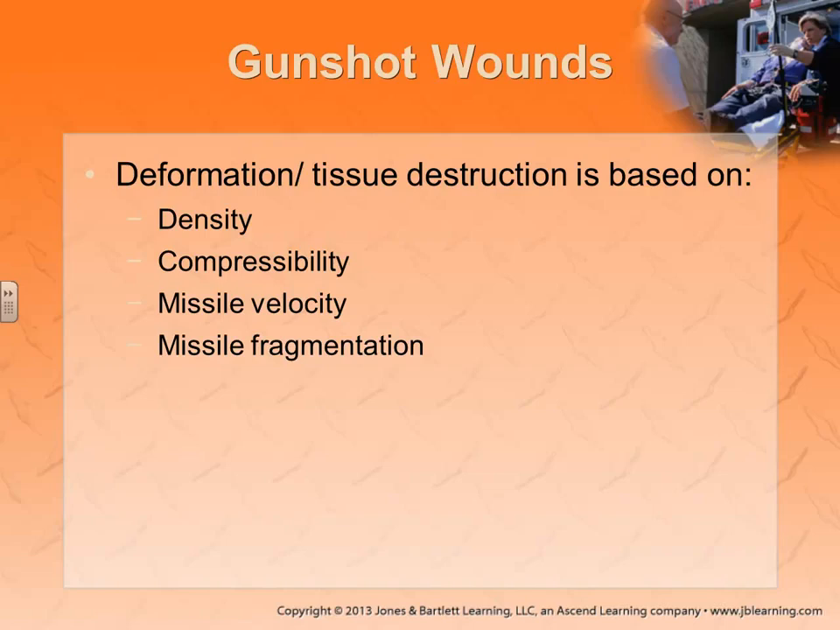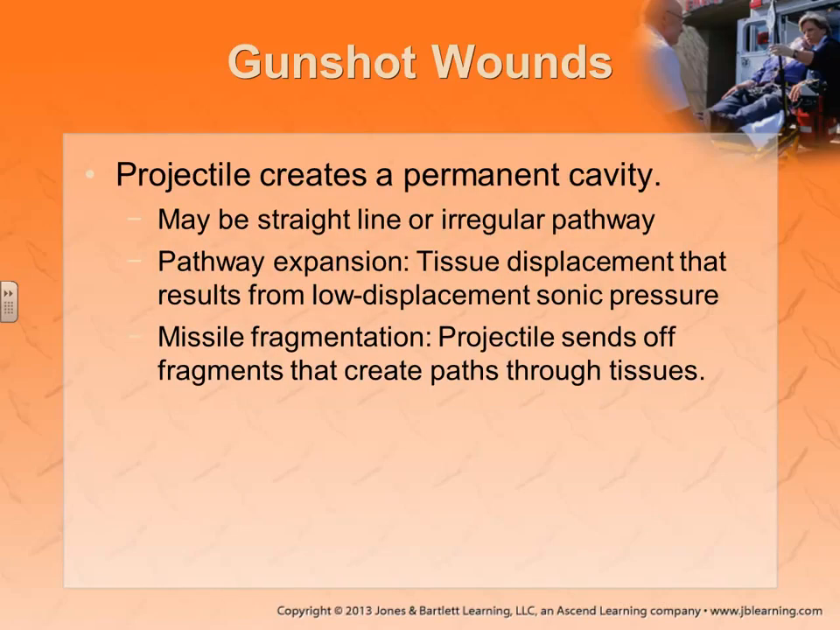Your density, the compressibility, the velocity, and the fragmentation of the missile. Fragmentation, is it designed to kind of break apart? Is it designed to be a full metal jacket, or to mushroom out? What is it designed to do? The projectile creates a permanent cavity, that's called cavitation in the body. Where is that energy going to be dissipated to? The surrounding tissues, right?